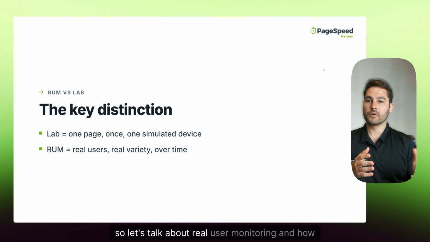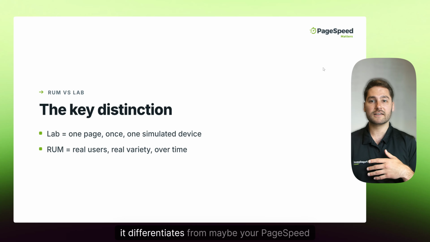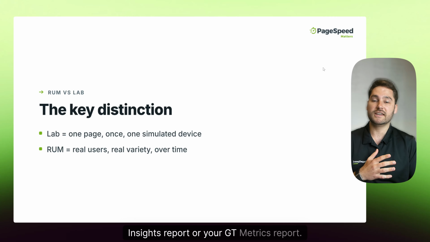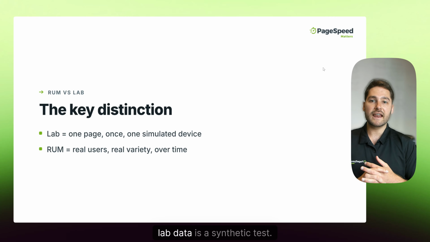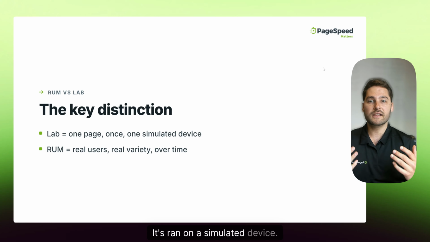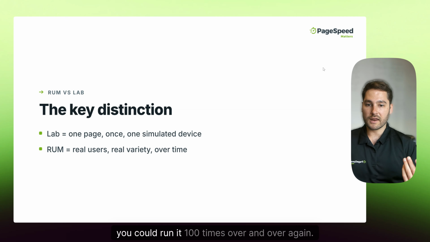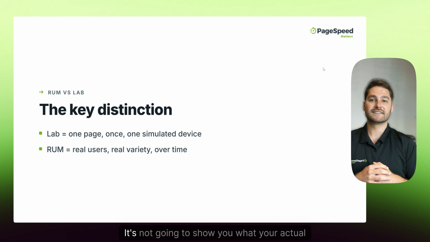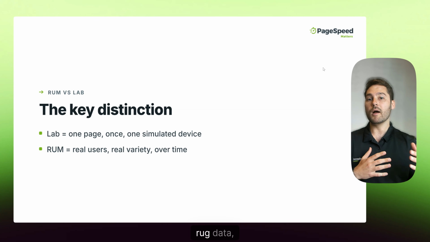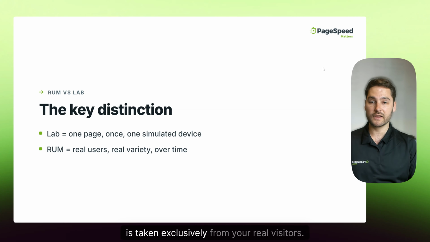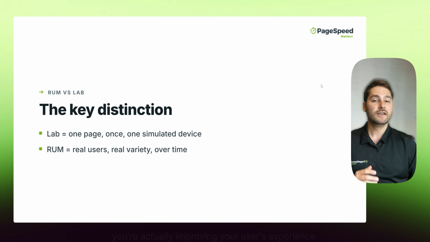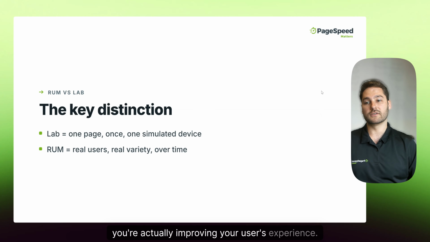So let's talk about real user monitoring and how it differentiates from maybe your PageSpeed Insights report or your GTmetrix report. Lab data is a synthetic test. It's run on a simulated device. You could run it 100 times over and over again. It's not going to show you what your actual visitors experience. Now, RUM data is taken exclusively from your real visitors. So you know that when you optimize for RUM data, you're actually improving your user's experience.